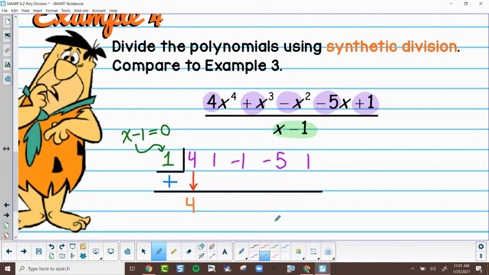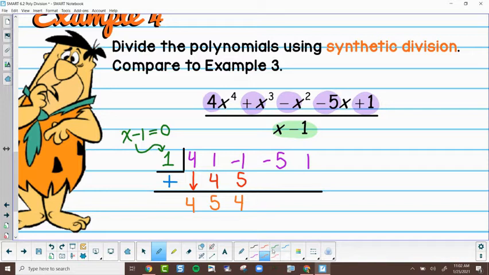And here's the fun thing. You get to go backwards. We get to multiply. So I get to do 4 times 1 to give me 4. And then I get to add. Repeat your steps. 5 times 1 is 5. Negative 1 plus 5 is positive 4.